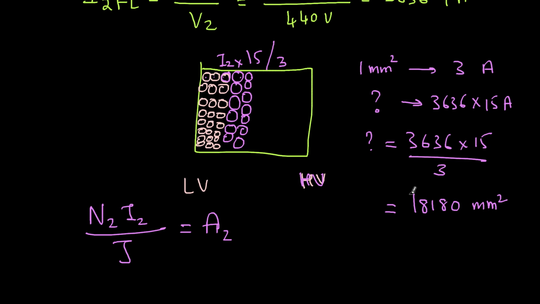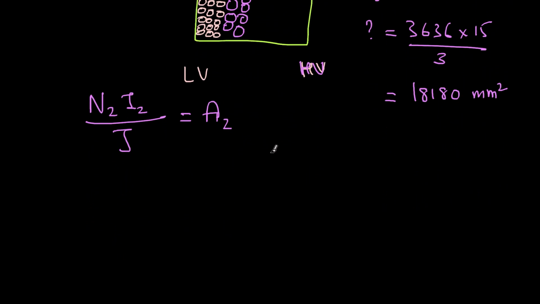So also look at the units. This is amperes, this is just a number, and this is amperes per mm square. So finally amperes will cancel, and this mm square will go into the numerator. So area I'll get in mm square.